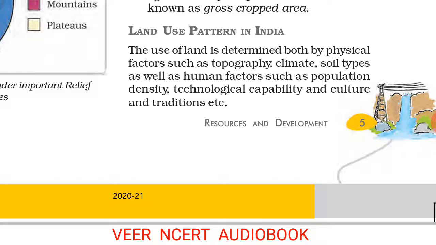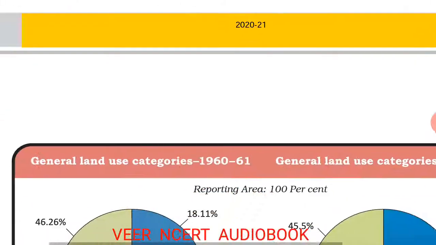Land use pattern in India. The use of land is determined both by physical factors such as topography, climate, soil types, as well as human factors such as population density, technological capability, and culture and traditions, etc.